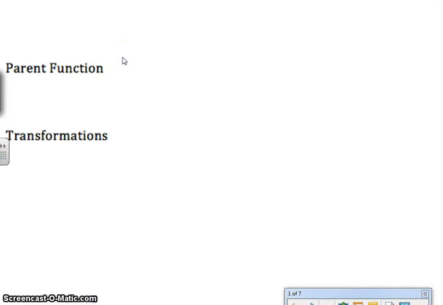Alright, so today we are going to be looking at transformations of absolute value functions. Transformations are probably something you saw in Algebra 1. We'll do lots of transformations of different types of graphs in Algebra 2, the first one being the absolute value function.